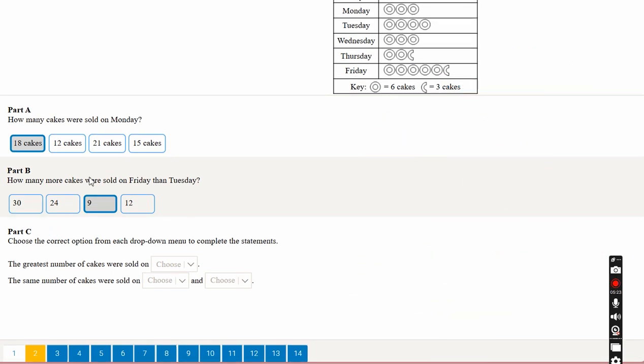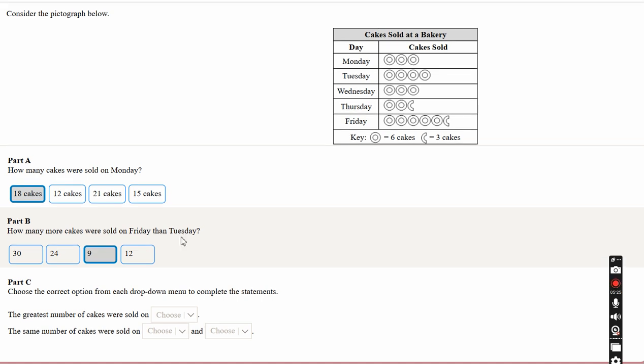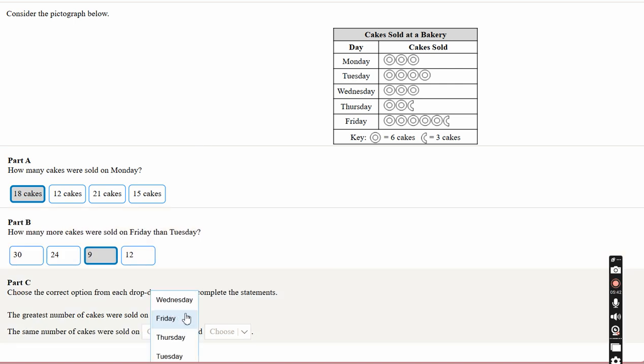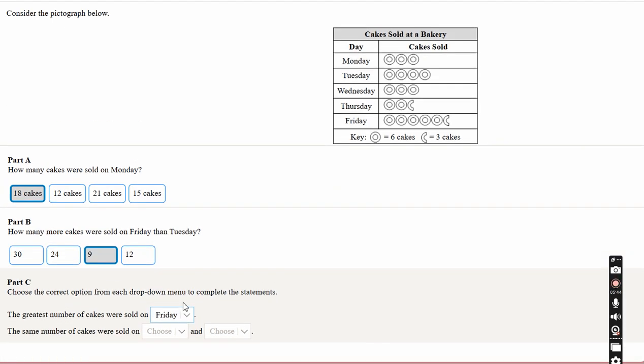Okay. Now here, the greatest number of cakes were sold on... The greatest number means that they had the most number of symbols. Like you see this, they have the most number of cakes. And what are the whole cakes? Keep in mind, the greatest number with the whole cakes. So 6, 6, 6, 6, 6, and then half. So that will be the greatest number. So that is Friday.